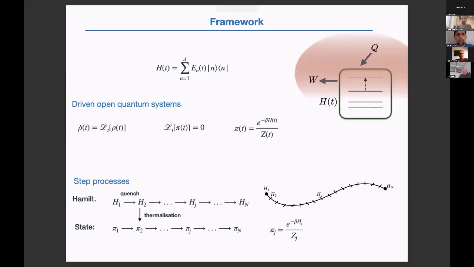And given this general framework, there is a subset of processes where you discretize this evolution and you consider that you either do a quench where you drive the system, or you let it relax with the bath. Okay, so these step processes are useful because you can get more analytical insights, but then we can always go back. I will explain this later. But let's keep in mind also these discrete processes.